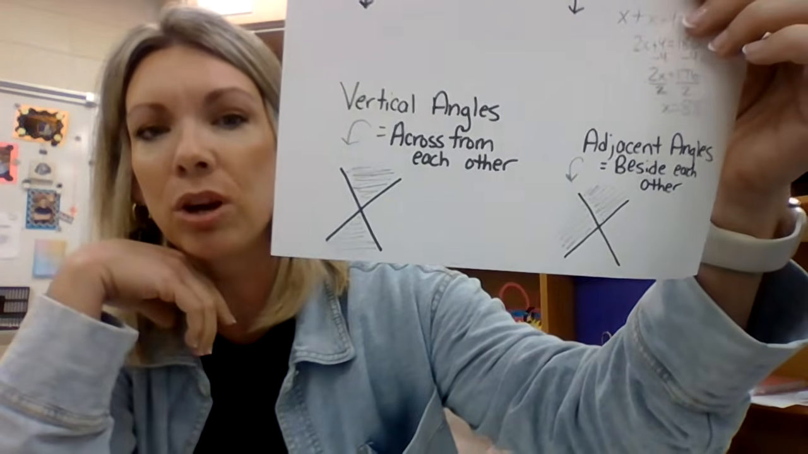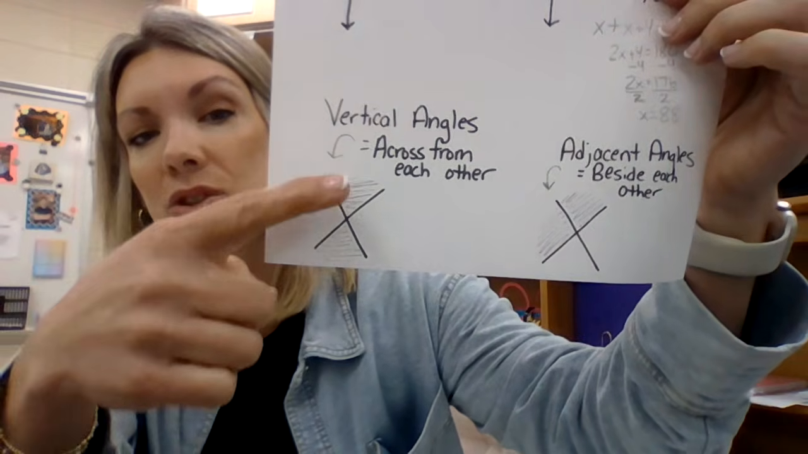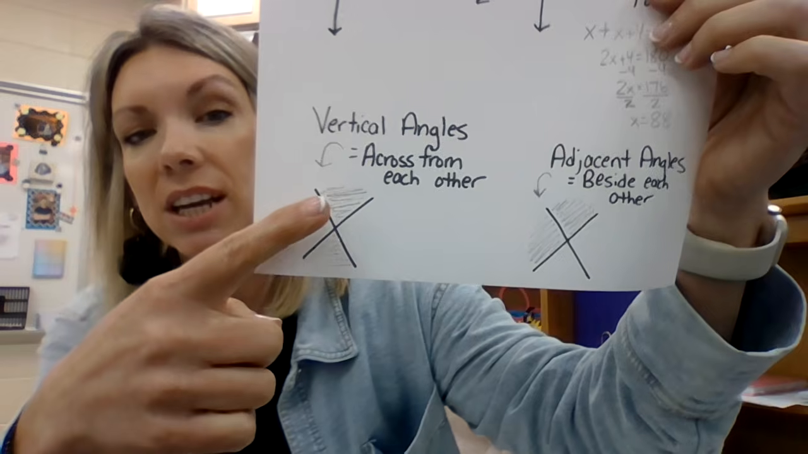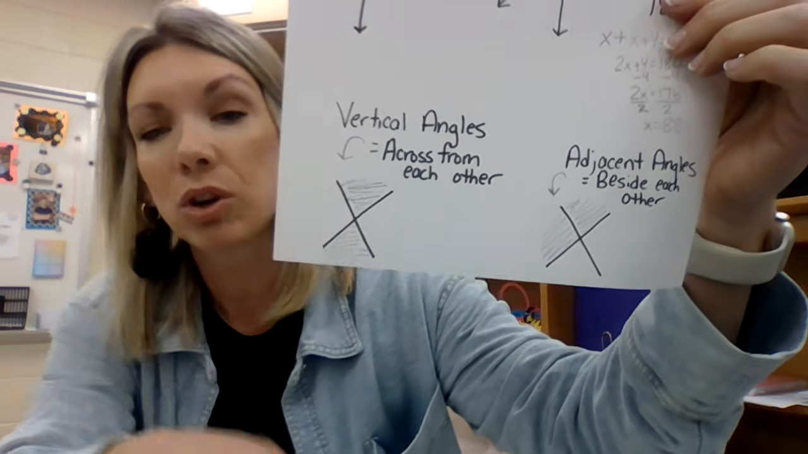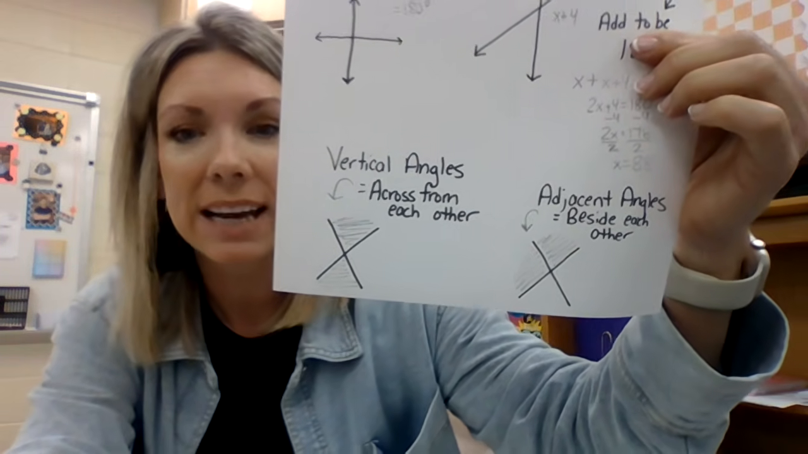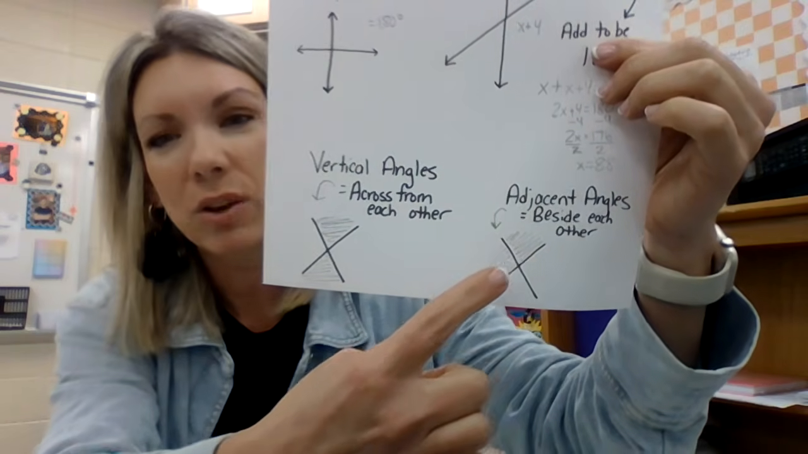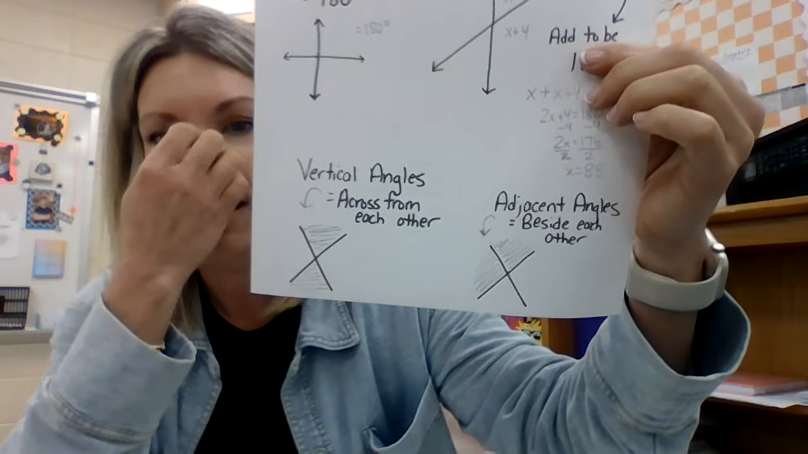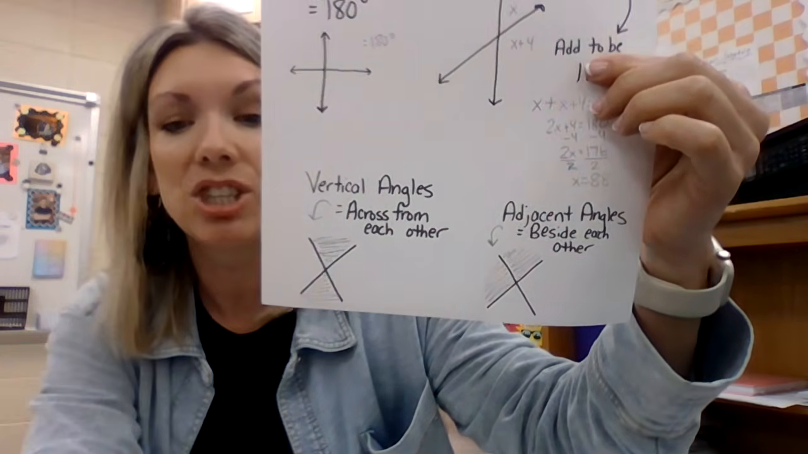You should have this paper. Vertical angles are directly across from each other, so I've got that shaded in. Verticals across from each other. And then adjacent just simply means beside each other. So you've got two angles side by side that are shaded in there, and that is adjacent angles. All right, let's do some examples here real quick.